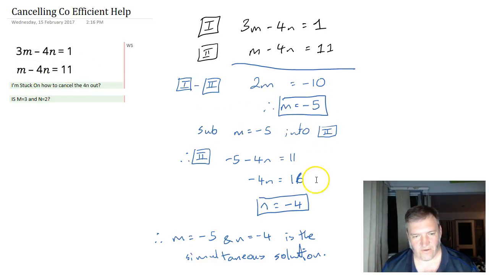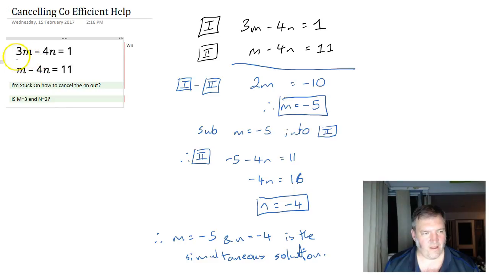Let's try it with my two, negative 5 and negative 4. 3 times negative 5 is negative 15. Negative 4 by negative 4 is positive 16. Negative 15 plus 16. Yep, that's 1. That works. What about the other one? Negative 5 minus negative 4.